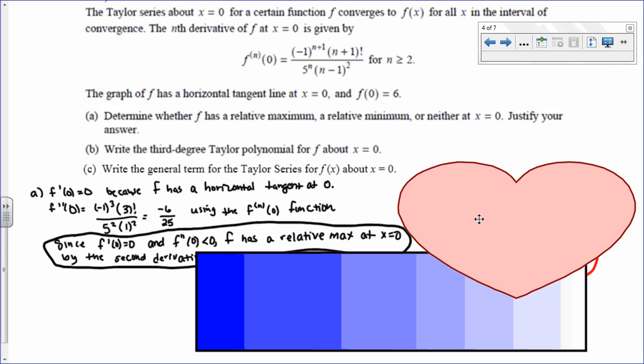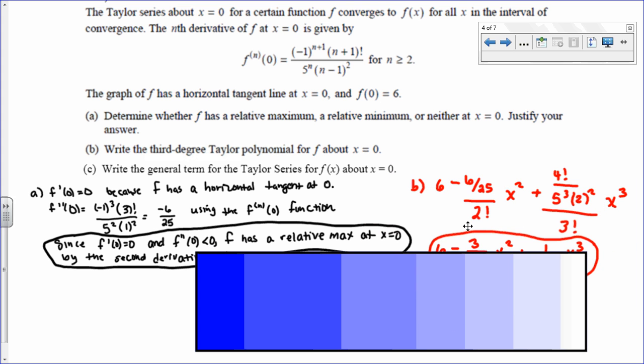All right, next piece here. Write the third degree Taylor. So if I need the third degree Taylor, I need the 0th derivative over 0 factorial. Well, that would just be 6. I need the first derivative. Well, we just said that's 0. I need the second derivative over 2 factorial. I just got that from here. And then I need a third derivative over 3 factorial. And that's what's underneath this happy little heart here.